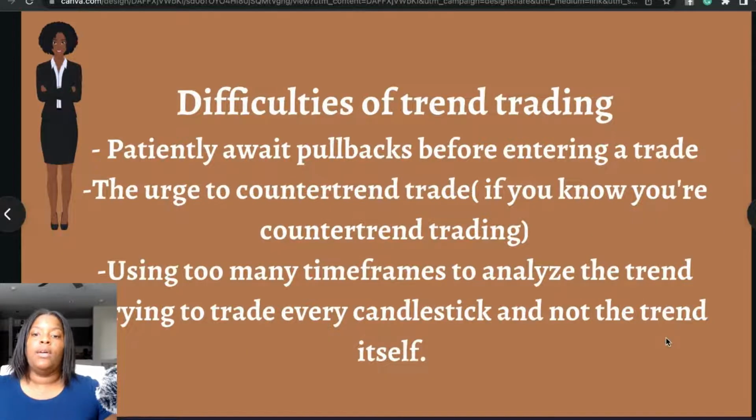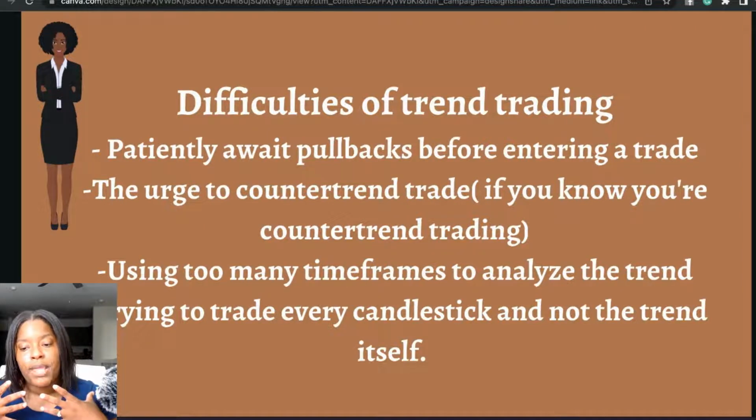Okay, so there are difficulties in this though, because what we're technically talking about, even with price action, is trend trading itself. And a few things that I find hard with trend trading, especially for a lot of new traders or struggling traders, is impatience on waiting on pullbacks. You kind of feel like you need to be in the trade, right?